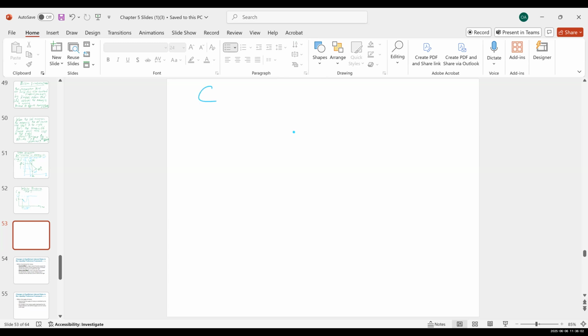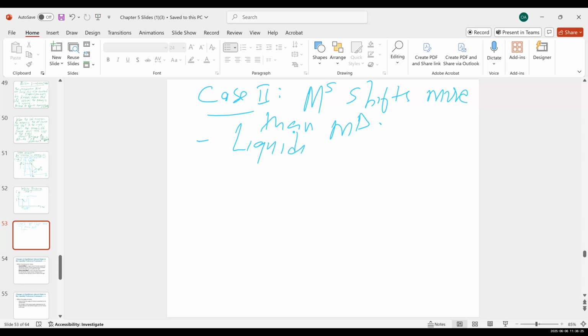So case two is a case where Friedman is going to say that money supply is going to shift more than money demand. So when we say that, this particularly means the liquidity effect, I forgot to mention this in the first case, the liquidity effect is more than the other three effects.